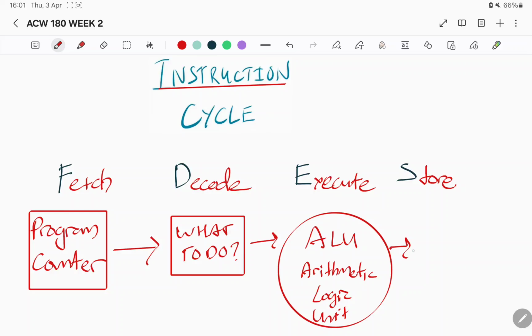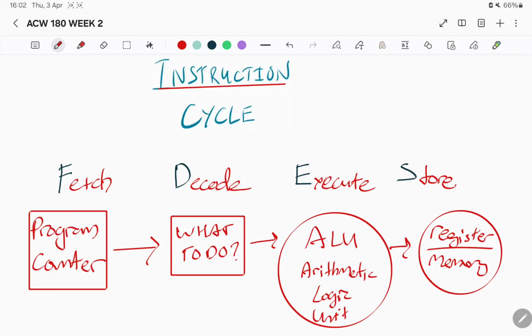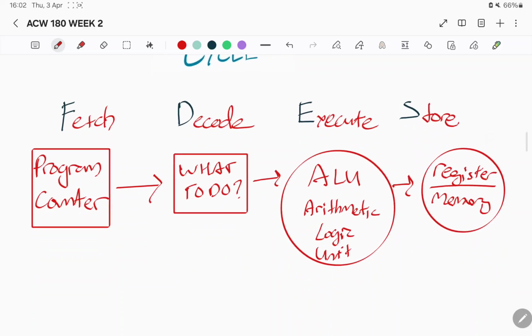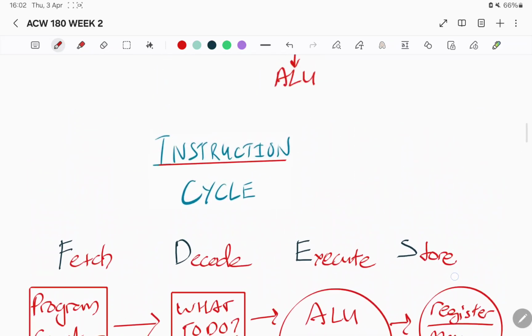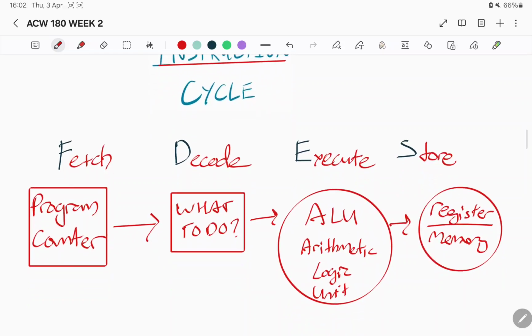Then after they perform this, they will store it into the memory or the register. This is the sequence that a CPU will go through when it has instructions.